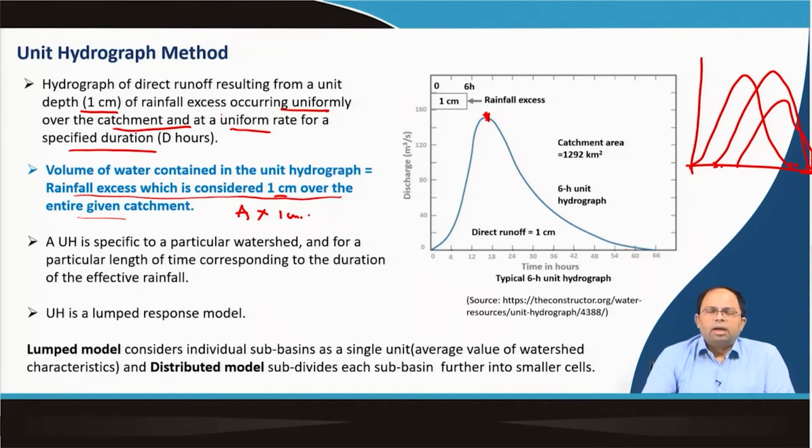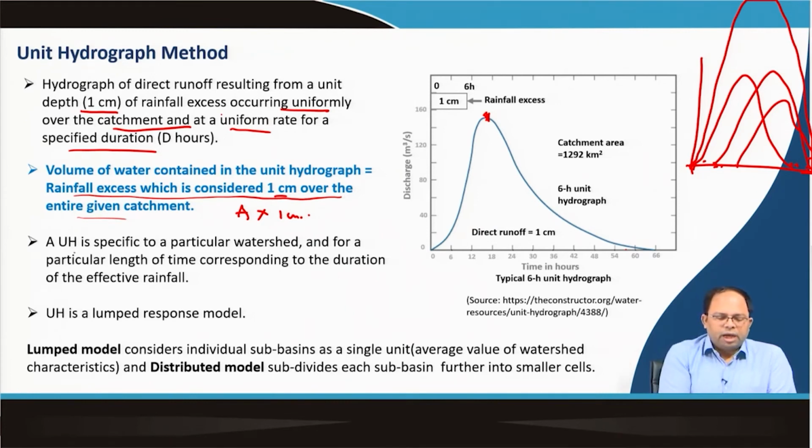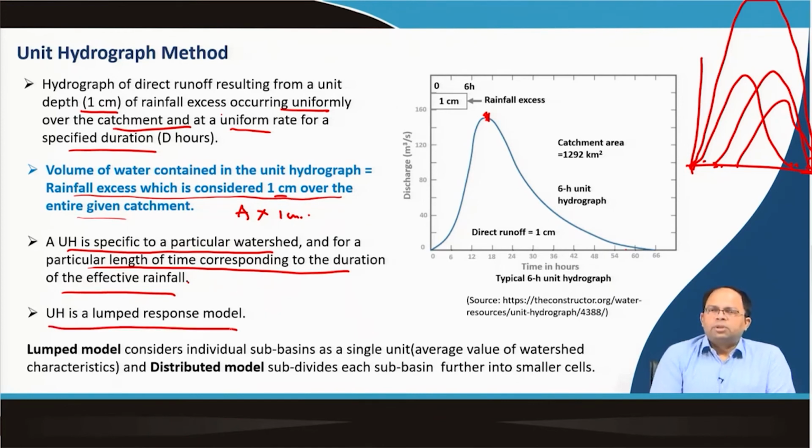So, once all these hydrographs are developed for the different time periods, we can add all the values up, and then we will get the overall hydrograph for this particular inlet point. That is how we can determine the overall hydrograph for a particular area. This unit hydrograph method, as you can understand, will vary for different watersheds. So, UH is specific to a particular watershed, and for a particular length of time corresponding to the duration of the effective rainfall. So, this has to be created for a particular watershed, and once it is done, we can use it for any kind of rainfall event. We can use this unit hydrograph and create the overall hydrograph for that particular instance. So, the unit hydrograph is a lumped response model. This is a term which you will see used many times.